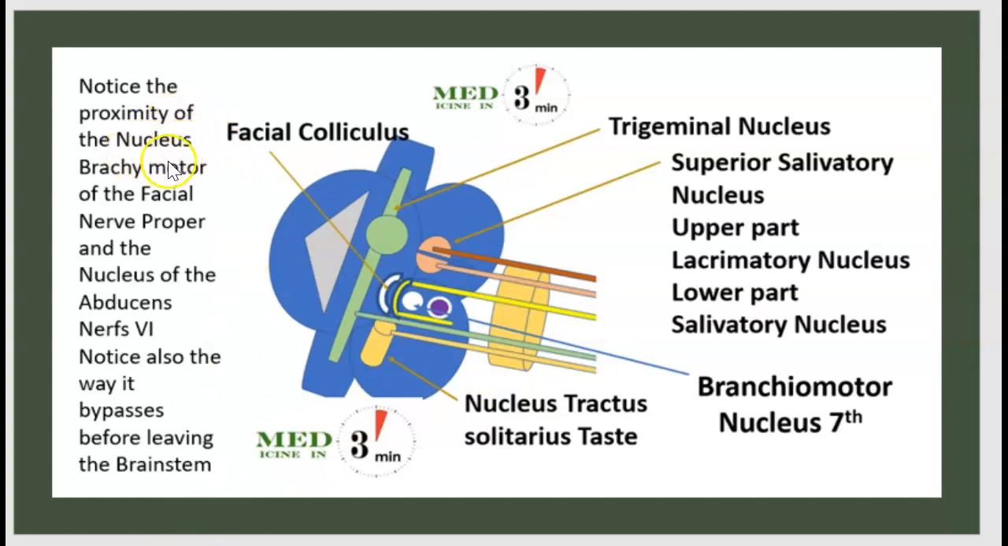Notice the proximity of the branchial motor nucleus of facial nerve proper with the nucleus of abducens. Here is the nucleus of abducens. Here is the branchial motor nucleus of facial proper. There is a proximity between them.